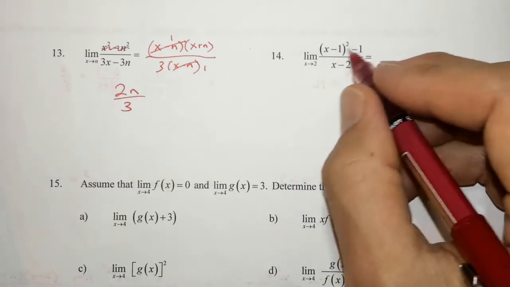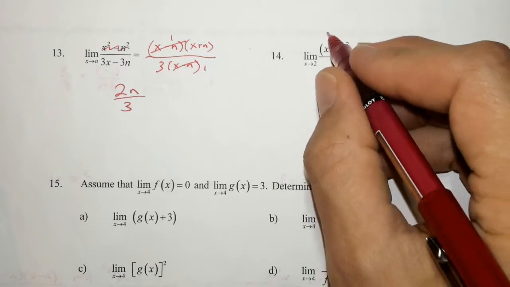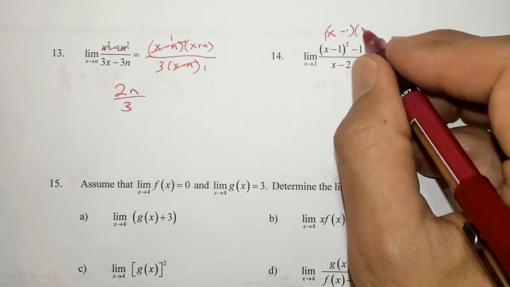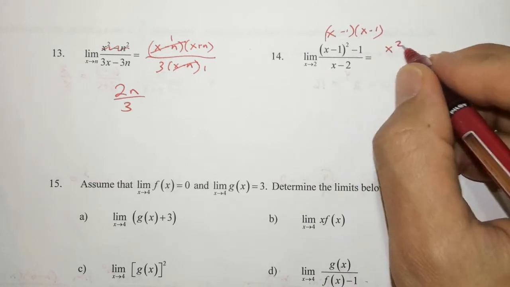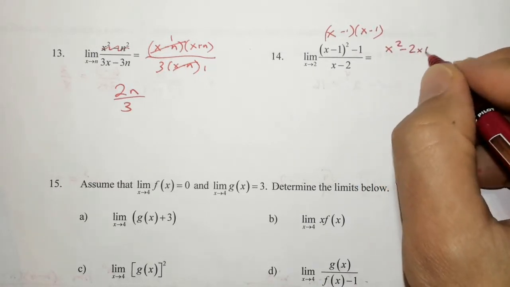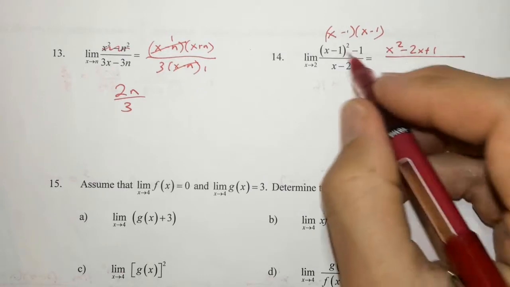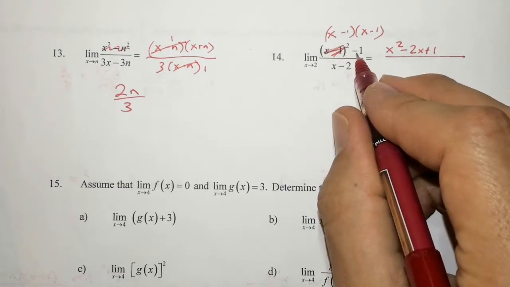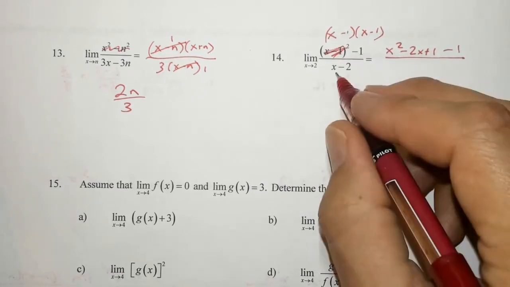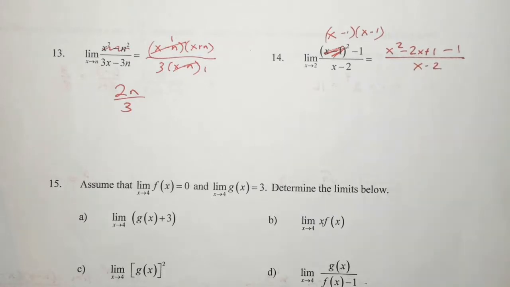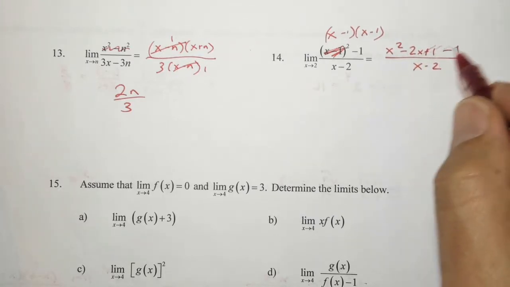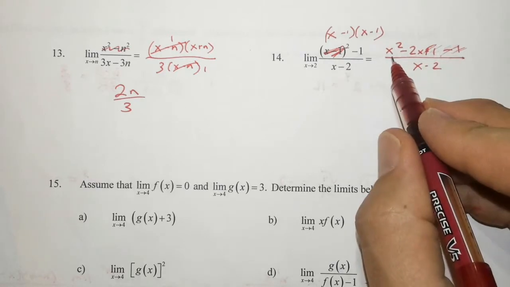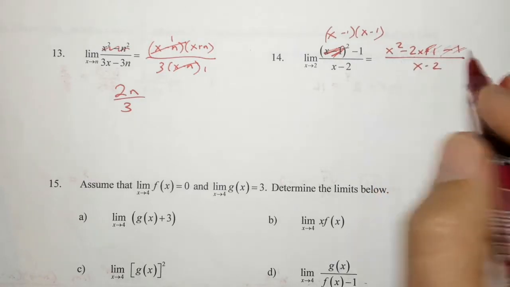In fact, we don't really have to factor as much as we have to simplify. This is x minus 1 squared, which is x minus 1 times itself. So what we really have here, by FOILing this out, is x squared minus 2x plus 1. Minus 1. Don't forget that part. All over x minus 2. Well, what happens with these 1's right here? Yeah, they're gone. That leaves us with x squared minus 2x in the numerator.